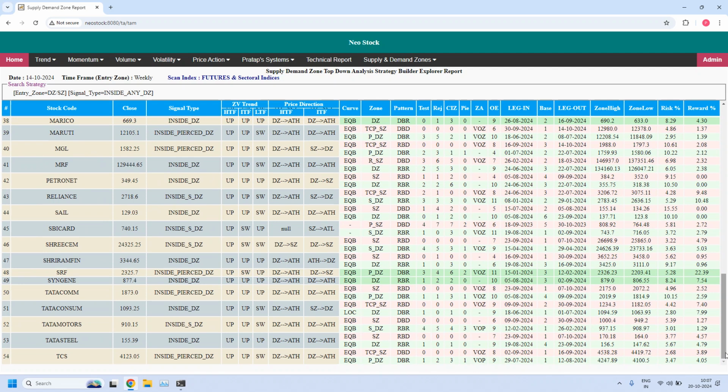Maybe some of these demand zones might be pierced demand zones. You can ignore those stocks. Okay, to identify the demand zones having a higher probability of success, we can set different parameters to filter the stocks.